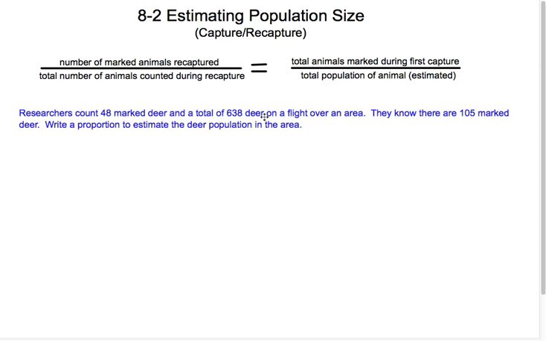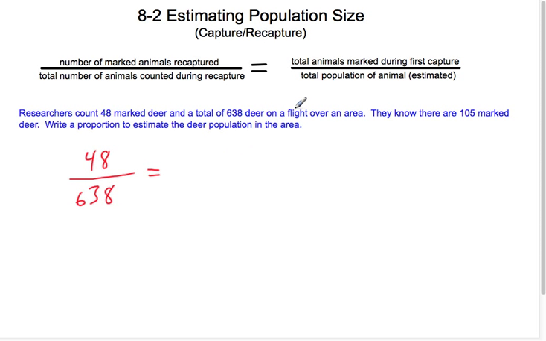So we're going to put the number of marked animals recaptured, and in this case recaptured just means they flew over and observed the area again, and so they observed 48 marked deer. So number of marked deer recaptured would be top left. So I'm going to write 48. And on the bottom, total number of animals counted during recapture, in this case observed, so they observed 638 on the flyover.